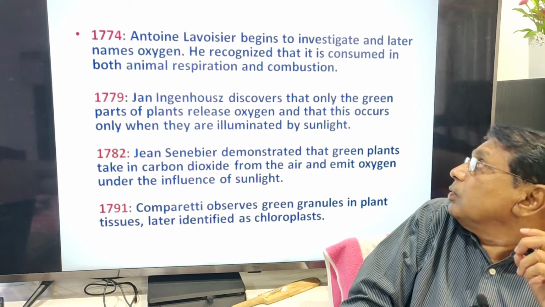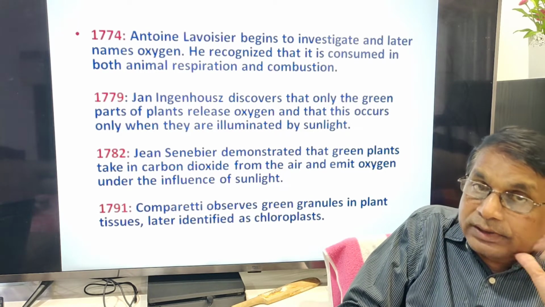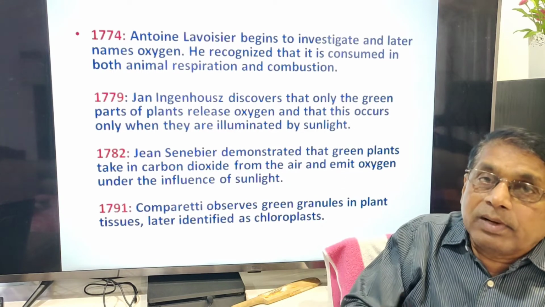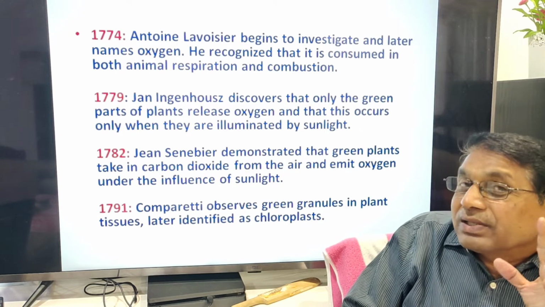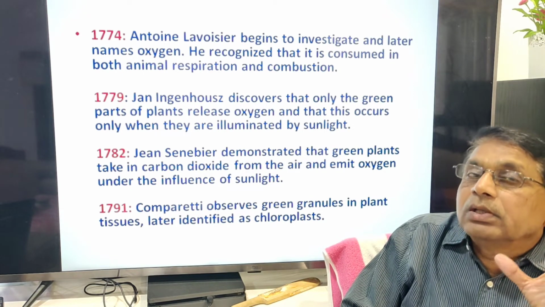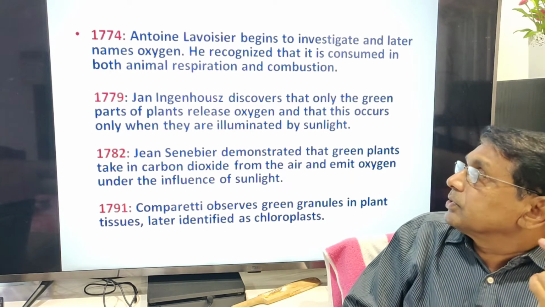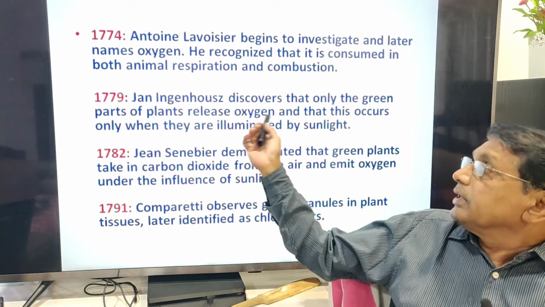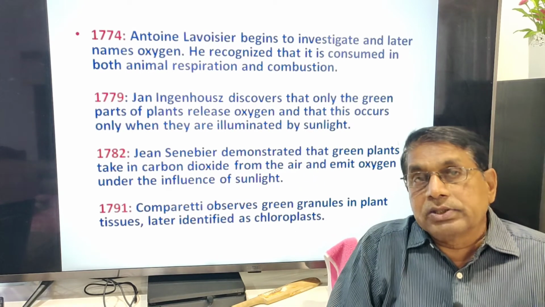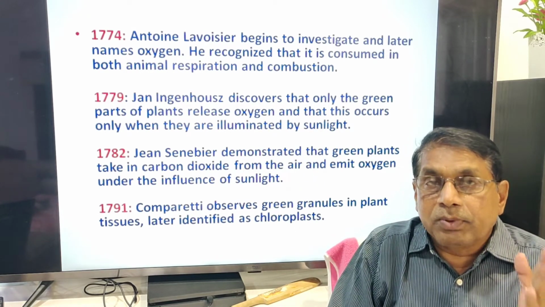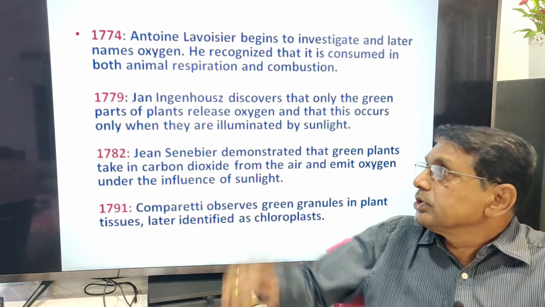Ingenhousz discovers that only the green parts of the plants release the oxygen. Again, an interesting finding. The entire plant is there, branches, stems, roots, and other things are there, but only the green leaves. In other words, indirectly what he observed, perhaps the green plants have some substance that is necessary for photosynthesis. Plants release the oxygen and this occurs only when they are illuminated by sunlight. Green parts of the plants are essential, light is essential. That was the observation made by Jan Ingenhousz.